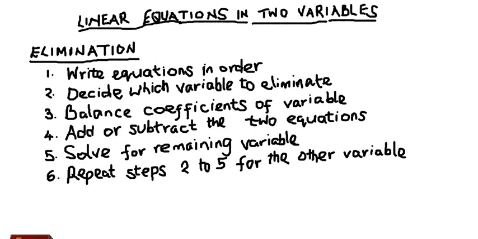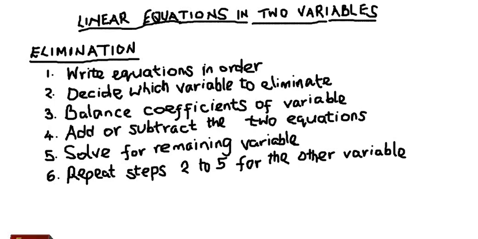So at this level, we're going to look at three different methods that we use to solve linear equations in two variables. And the first method is the elimination method. Before we look at an example, we'll go through just a few steps that are required for us to be able to solve a system of equations or simultaneous equations by elimination method.